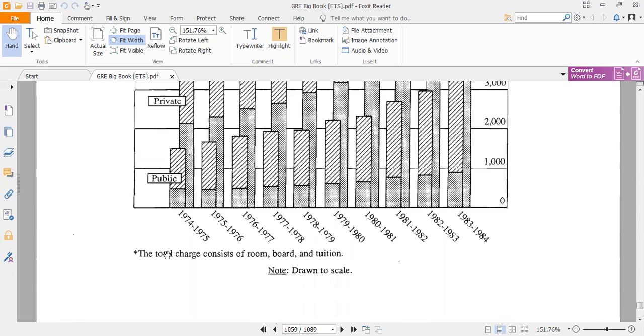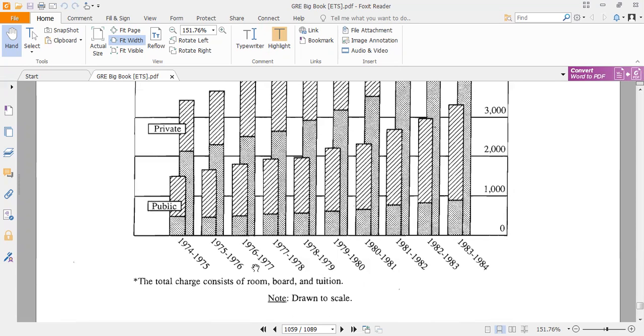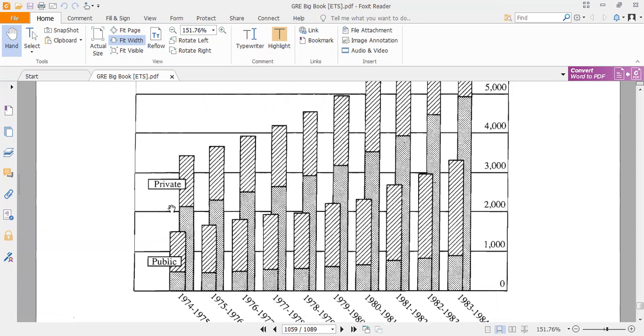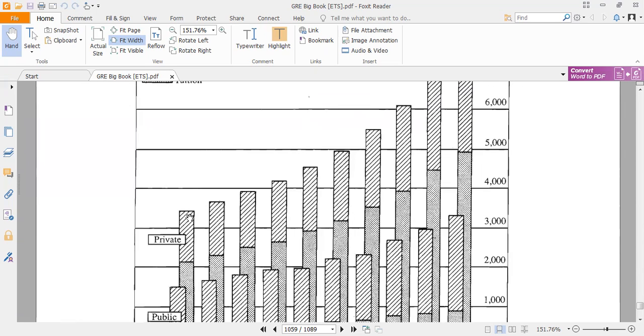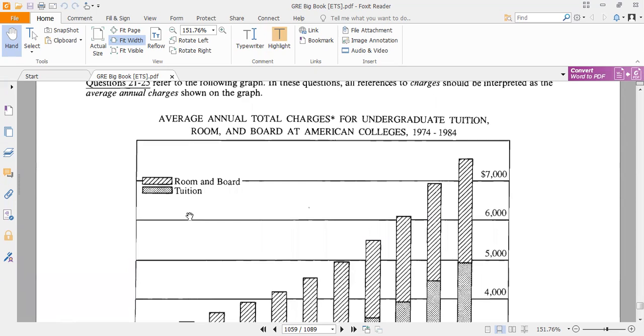In each year, there are 10 years from 1974 to 1984. In each year, there are two bars, one bar for public college and another bar for private college. And all references to charges should be interpreted as the average annual charges. So all of the charges are the average annual charges. They are shown in the graph.